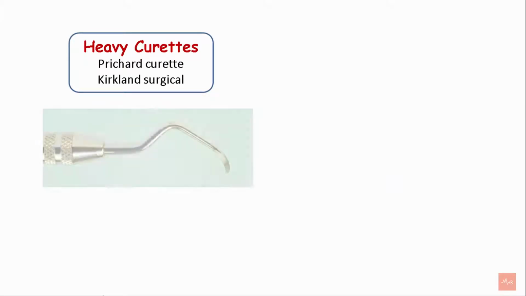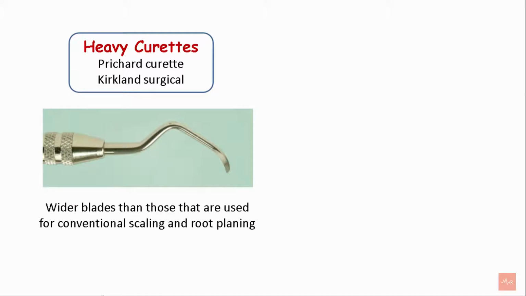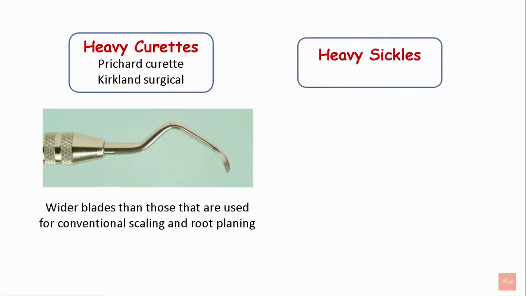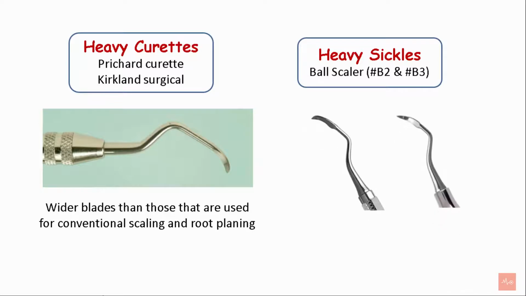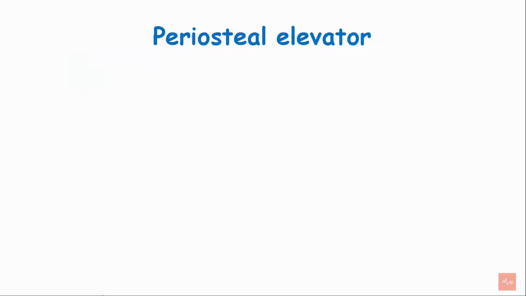These curettes are also called heavy curettes and they are available as Pritchard curette or Kirkland surgical curette. These have wider blades than those that are used for conventional scaling and root planing. The sickles are called heavy sickles, and it is available as ball scaler B2 and B3. These have a beak-shaped end which is used to remove tenacious subgingival deposits.